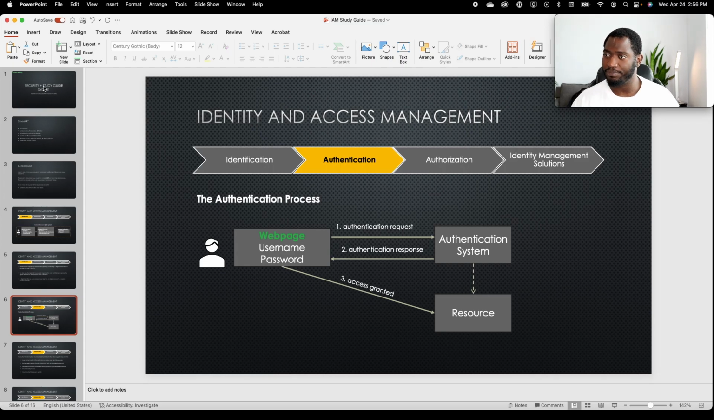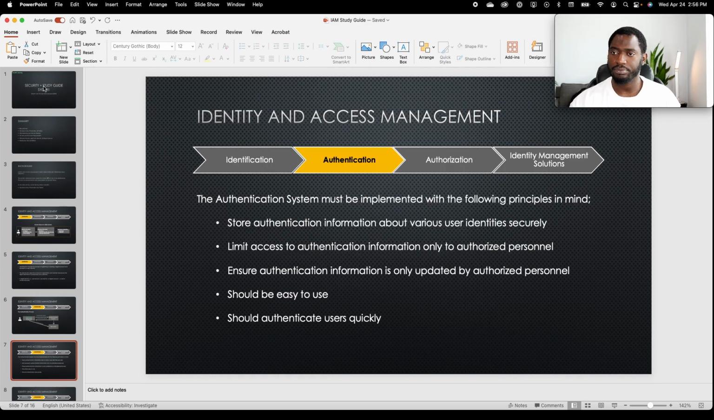Now, this is a very simple example or representation of what the authentication process looks like. For the Security Plus exam, the recommendation is to understand why an authentication system is really important. And if an authentication system is going to be developed or implemented within an organization, what are some of those principles that need to be established to ensure that your authentication system is well designed? Or better put, your authentication system must be securely designed.